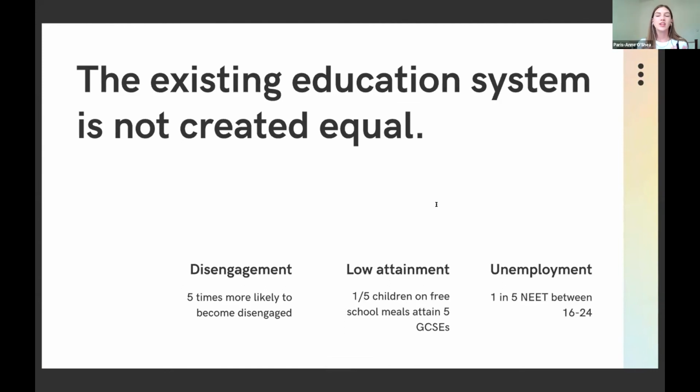And education is a great point in order to overcome poverty. However, the existing education system isn't created equal, and these children are much more likely to become disengaged, with 5 times more likely to become disengaged, have lower attainment, so only 1 in 5 children on free school meals attain good GCSEs, and higher levels of unemployment. So 1 in 5 will be not in education, employment, or training between 16 and 24 years old.